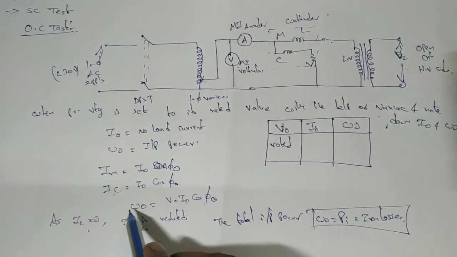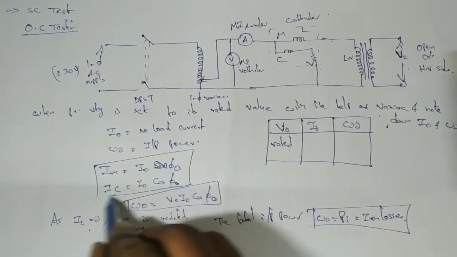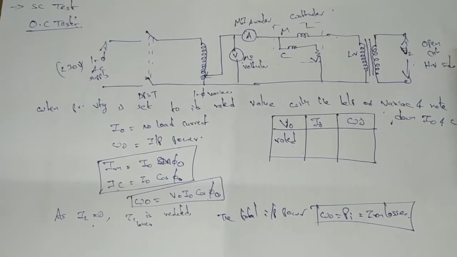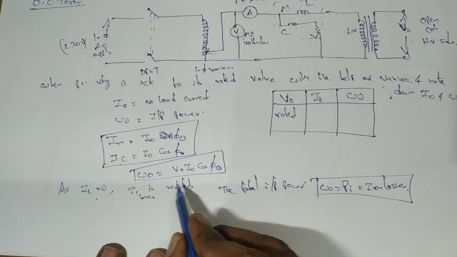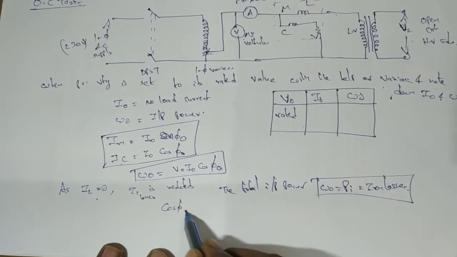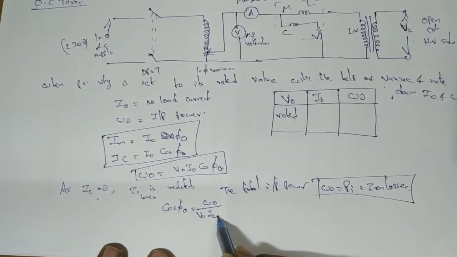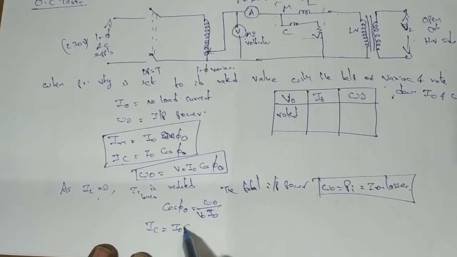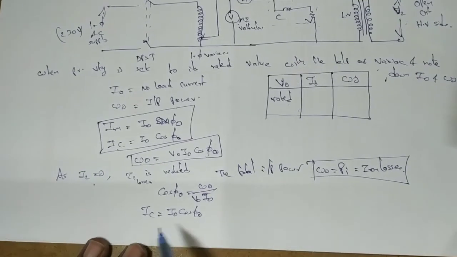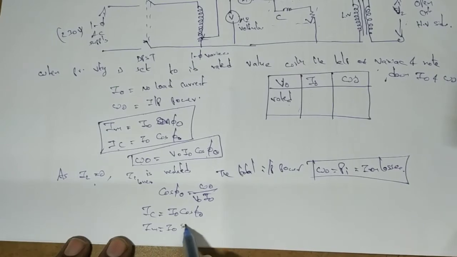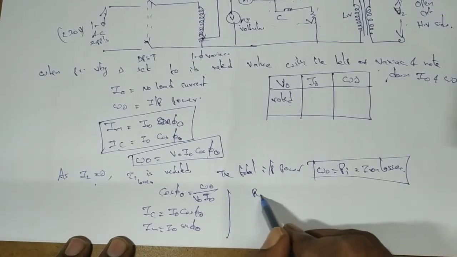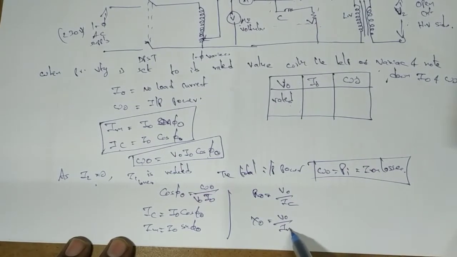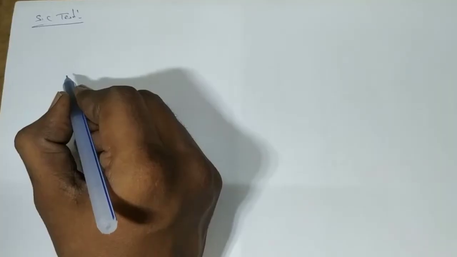From W naught equal to V naught I naught cos phi naught, we can calculate cos phi, which is cos phi equal to W naught by V naught into I naught, where W naught is the wattmeter reading, V naught is the voltmeter reading, and I naught is the ammeter reading. Once cos phi is known, IC is I naught cos phi naught, and Im is I naught sin phi naught. Sin phi naught can be found using cos phi naught. The R naught value is given by V naught by IC, and the X naught value is given by V naught by Im. These are the main formulas we use during the OC test.